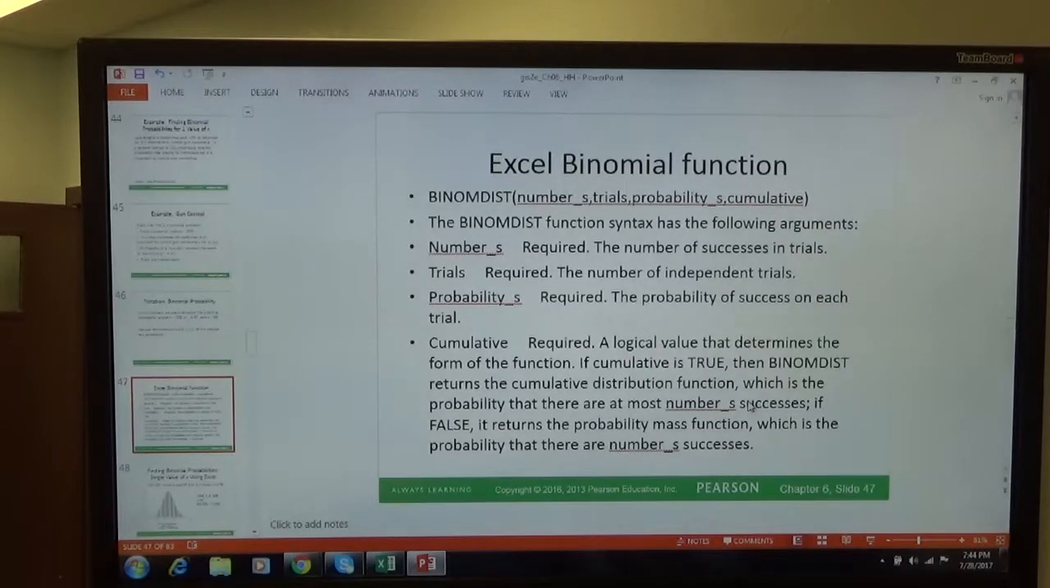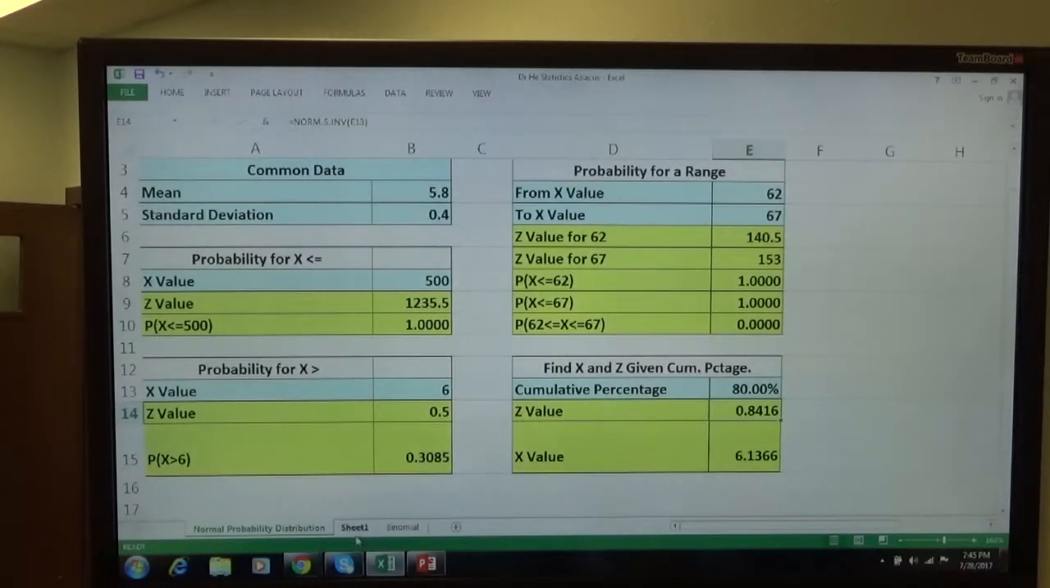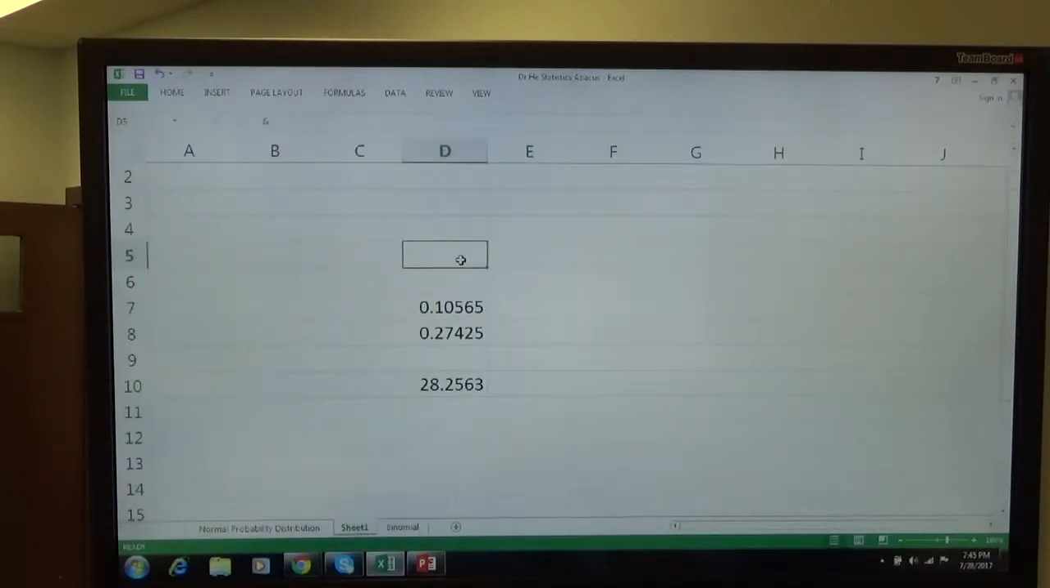So that's cumulative. But if you select cumulative as false, then it gives us exactly the probability that 90 out of 200 people will say yes. You see the difference? So if you select cumulative, that means what?